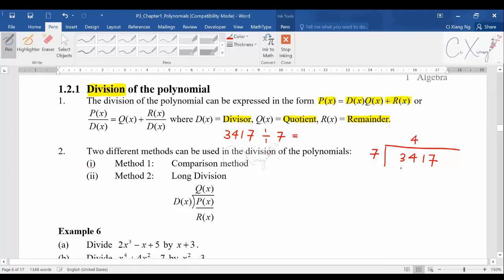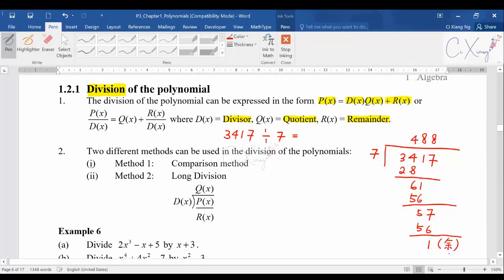So for this one, you have 4. 7 times 4 is 28, and you have 6, 61. Then 8 times 7, you get 56. So you take 61 minus 56, you get a 5. 34 minus 28, you get a 6. Then 57, it is 8 again, and this one is 56 again, and then you have 1. So you stop here.